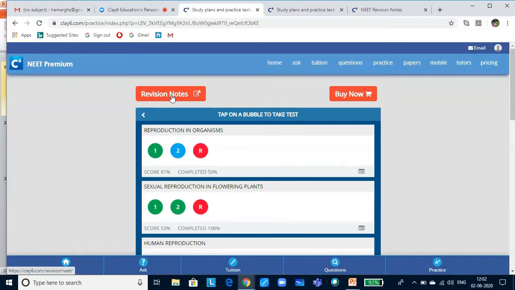Basically, with our analysis of the old papers, we have analyzed that there are 3 kinds of questions. One is straight from the NCERT textbook. About 68 to 70 questions are asked straight from NCERT textbooks, and you should be able to answer them if you have thoroughly processed the textbook.